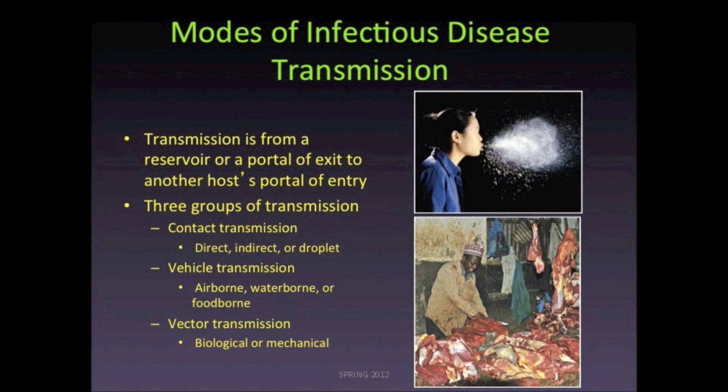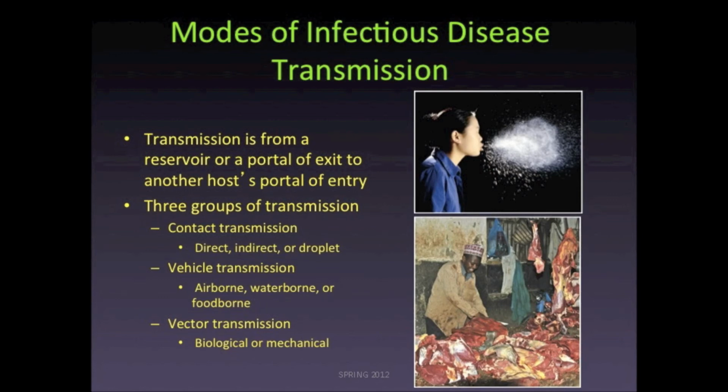Mosquitoes, ticks, fleas, and tsetse flies are some examples of biological vectors. Pathogens associated with malaria, yellow fever, dengue fever, West Nile virus, Lyme disease, and the plague are among the diseases that are transmitted by biological vectors.